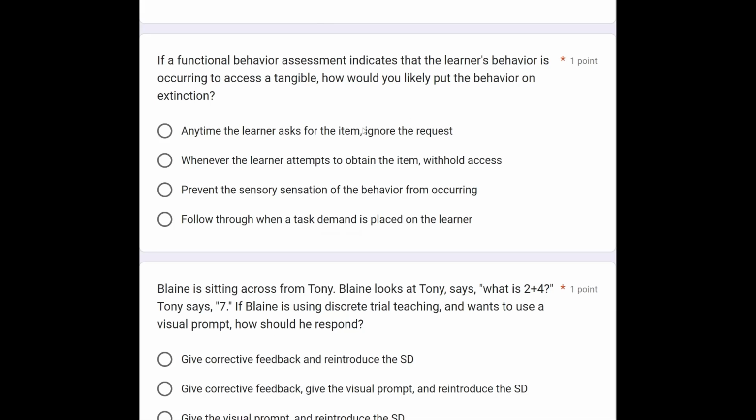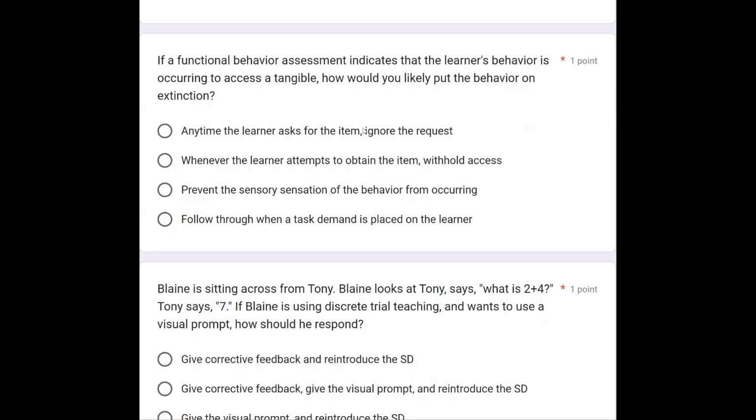So you have to think about extinction. With extinction, we're withholding reinforcement for a previously reinforced behavior. So what does the function tell us about extinction? Well, it identifies where we need to withhold reinforcement. If our function is accessing a tangible, we're going to need to do what? We're going to need to prevent access to that tangible, right? So that's how we're going to try to put the behavior on extinction.